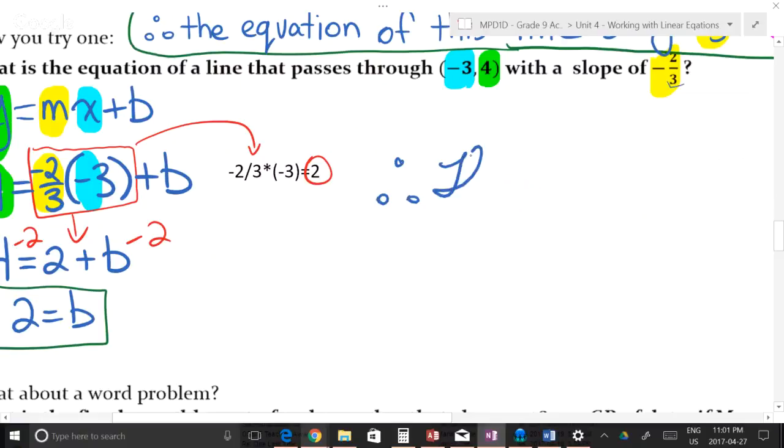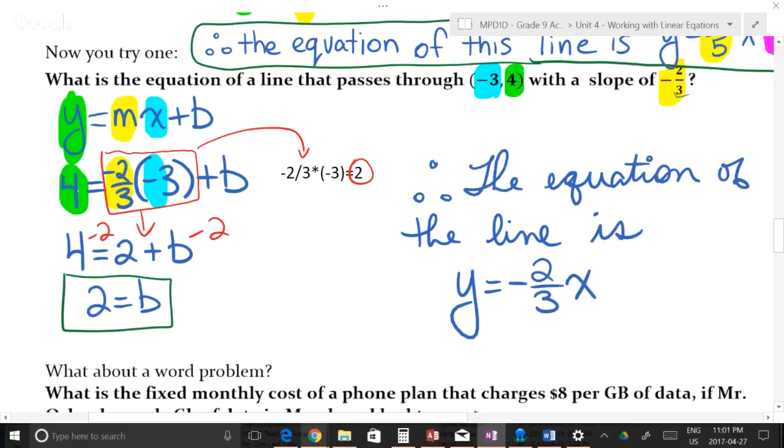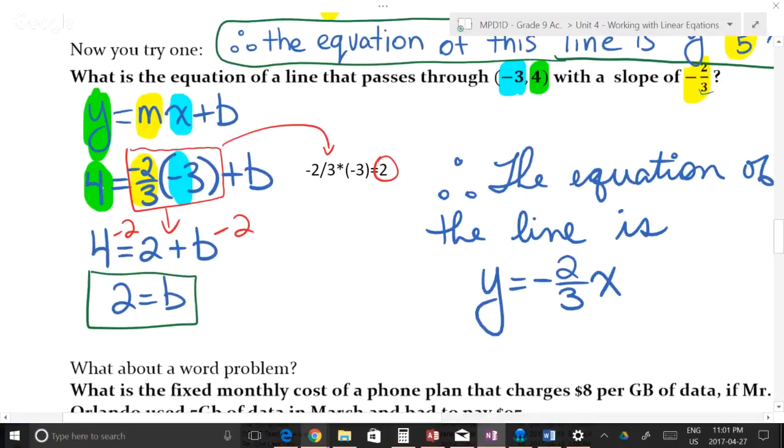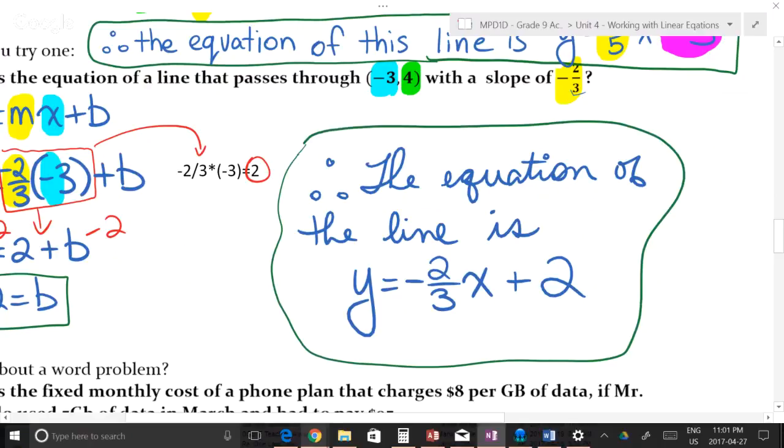And we would say, therefore, the equation of the line is y equals, and then the slope still just comes from the question, negative 2 over 3x. We want the y and the x there because that tells us we can use this equation to figure out the y value given any x value, but we want to put the b value in. We want to put the y-intercept, and that's plus 2. So y equals negative 2 over 3x plus 2. And then we would put a nice little box around that and a smiley face.